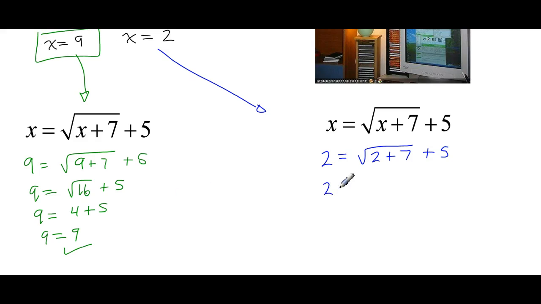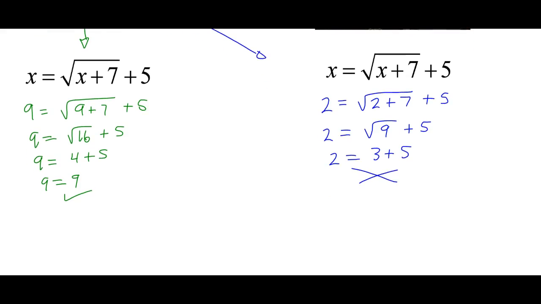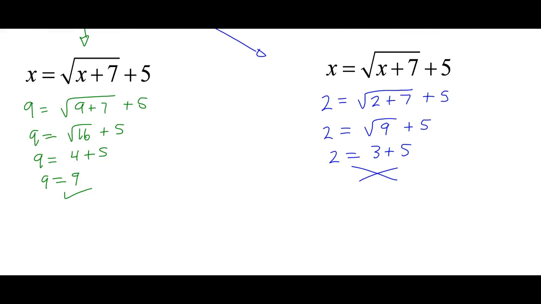But over here, 2 plus 7 is 9. Square root of 9 is 3. 3 plus 5 is not 2. That one doesn't check at all. So here, just like what we had back in Chapter 6, the rule is you must check your answers. Checking answers is not optional. So I'm going to make a big deal about that here in the video. You must check your answers.